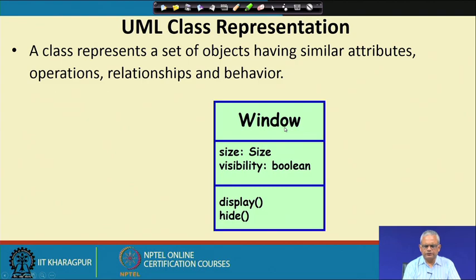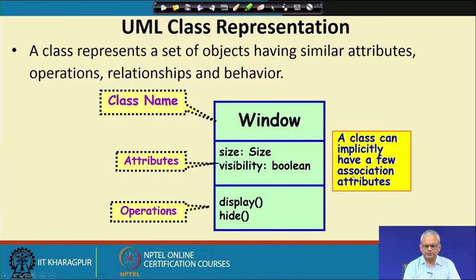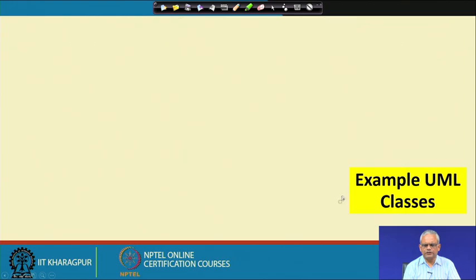So, this is the representation. The name of the class is Window, the attribute name is size, which is an instance of the Size class, and visibility is a boolean. The operations are display and hide. That is the class name, these are the attributes, and these are the operations. But later we will see that there are some attributes which are not shown, but they are present; we call them association attributes. As we proceed, it will become clear.